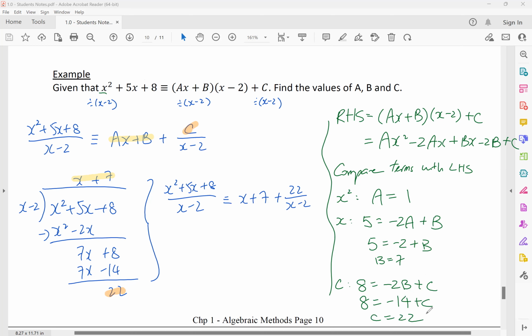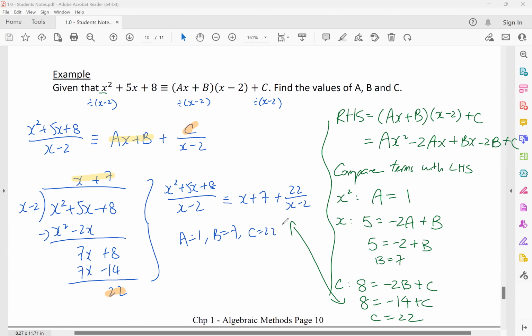c equals 22. Now, if you compare that with the first method, voila, both are the same. All right? So we have successfully found the values of a, b, and c. a is 1, b is 7, c is 22. Both ways equally work. But for this method, you do have to say a equals 1, b equals 7, c is 22.